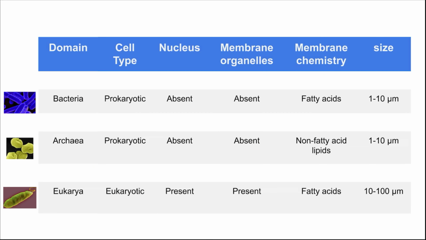The chemistry of the membrane on the outside of a cell can help us determine what domain the cell belongs to. Bacteria have a fatty acid membrane. They also don't contain organelles and don't have a nucleus. Archaea, which are similar to bacteria in many respects, have a non-fatty acid lipid membrane. They also do not have organelles and do not have a nucleus. Eukaryotic cells have a fatty acid membrane. They also have a nucleus and organelles.